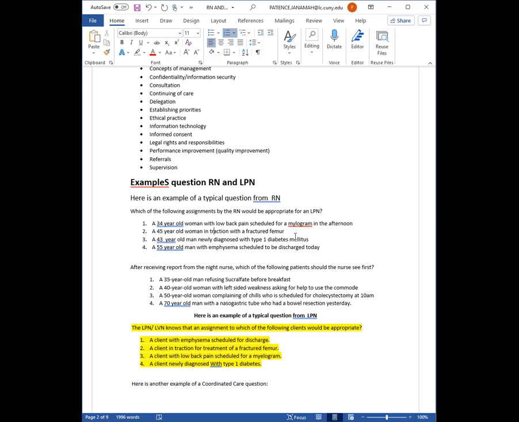So that's a stable patient. The patient has been taken care of. They put the traction there to help with the healing process. The LPN can check vital signs. So that's what it means.